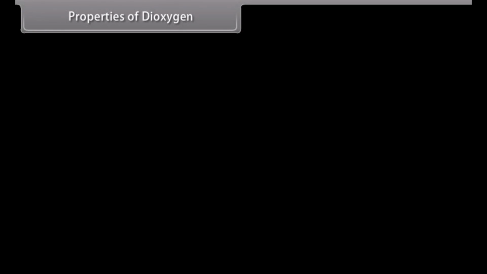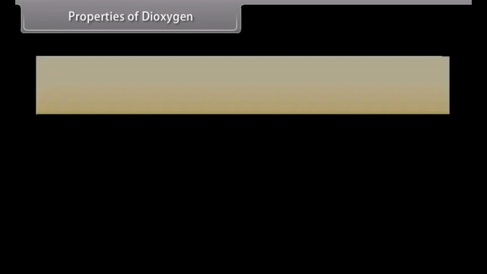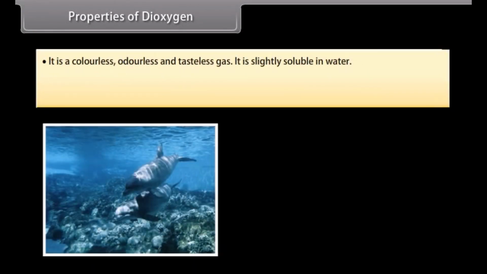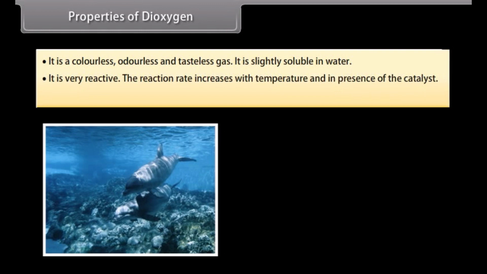Properties of dioxygen. It is a colorless, odorless and tasteless gas. It is slightly soluble in water, which gives vital support to marine and aquatic life. It is very reactive. The reaction rate increases with temperature and in the presence of a catalyst.